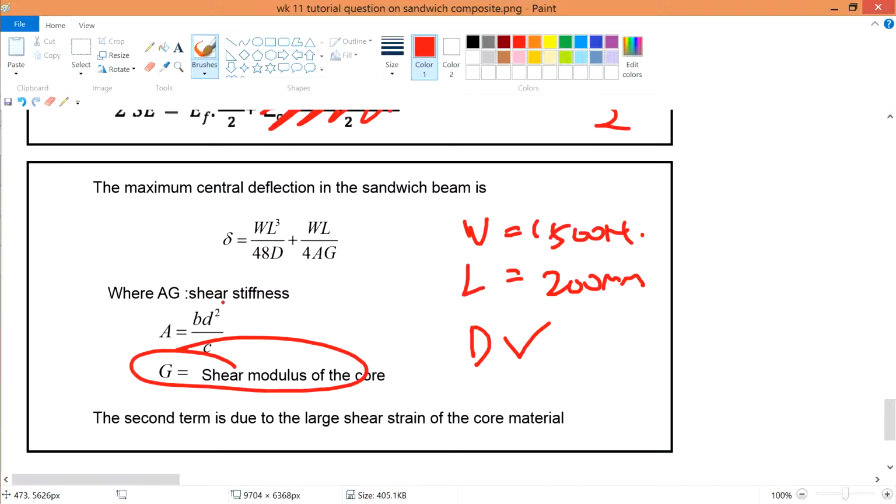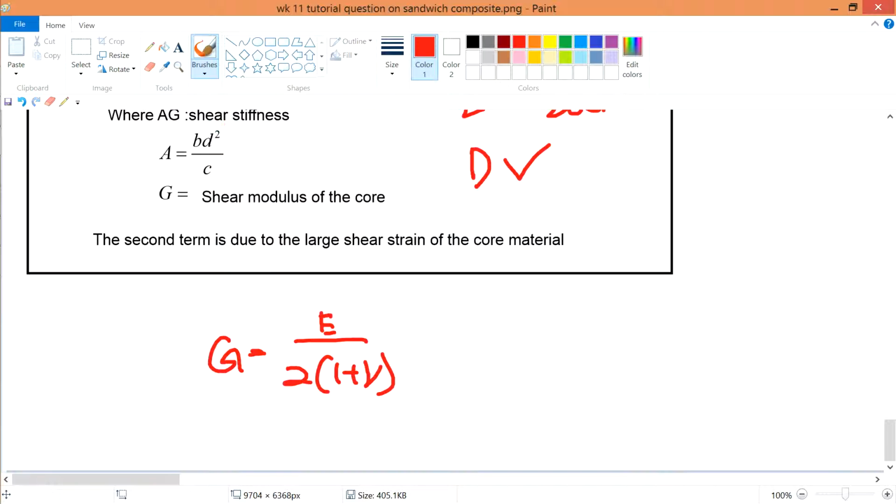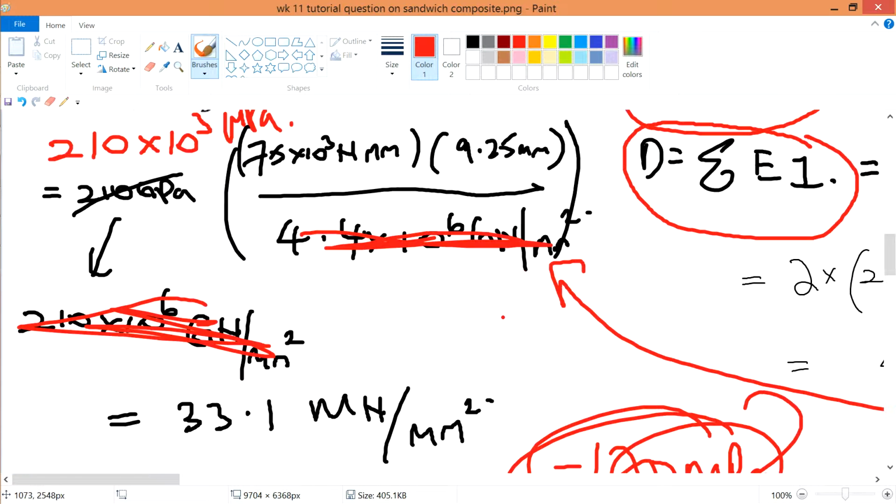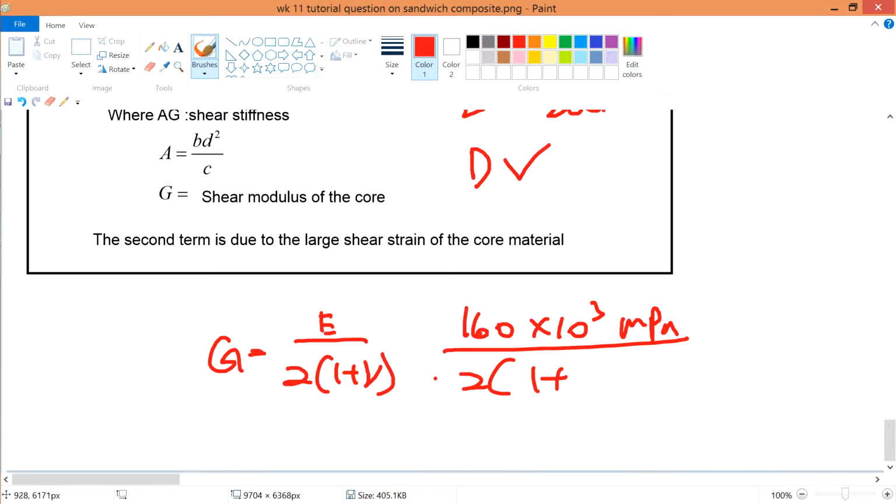While for G itself, let's take a look. This is the equation of the shear modulus of the core. Take note, it's the shear modulus of the core. The Young modulus of the core is 160 MPa, so we just use it as times 10 to the power of 3 MPa, divided by 1 plus the Poisson ratio. The Poisson ratio of the polyurethane is not given, and this I think is the only thing having a problem. But nonetheless, we get the answer as 30 MPa.